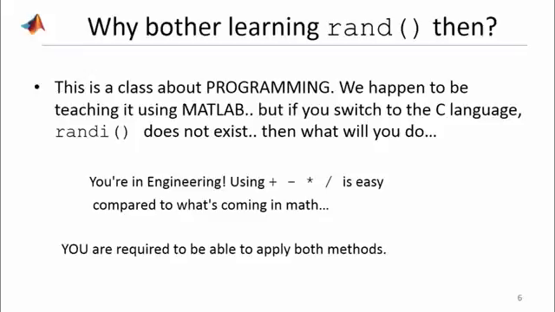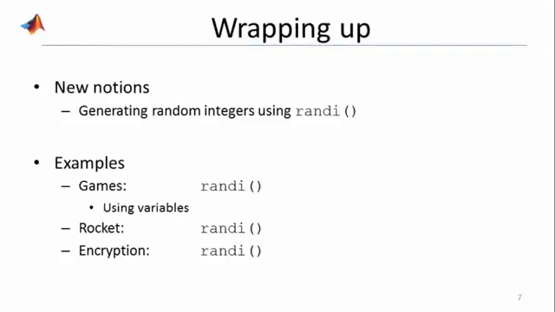And keep in mind, this is what you're about to get into with engineering. A lot of math, a lot of equations. Plus, minus, divide, and multiply are actually the simplest things so far. You are required to be able to apply both methods, so just keep in mind to practice the one that's not obvious to you. Practice, practice, practice. So wrapping up, the only new notion was randi, and I did a lot of examples, but I took the previous examples, I used variables again, so that's about it.